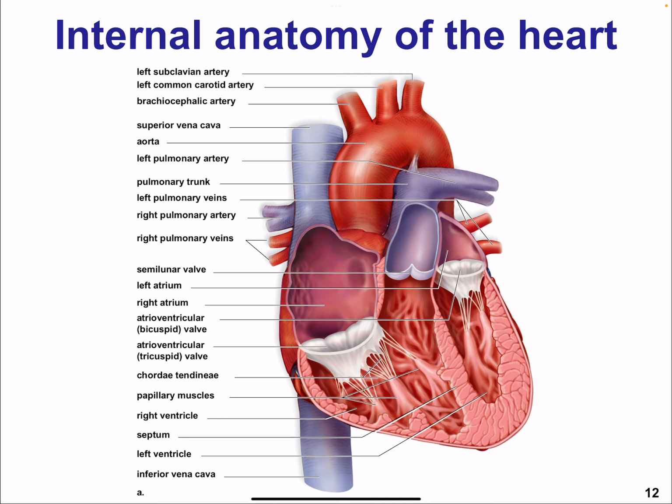Inside of the heart, you are going to see the myocardium right here making up the walls. Okay, you are going to notice the atrioventricular valves right here. You are going to have the semilunar valve right here and somewhere here. This is the right atrium, the left atrium, the right ventricle right here, the left ventricle right here.